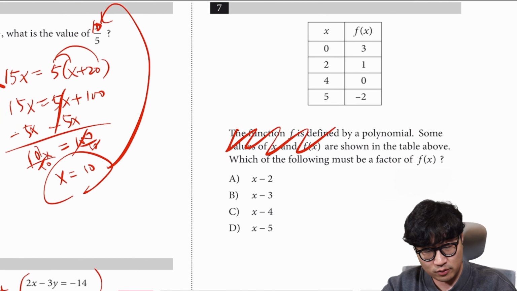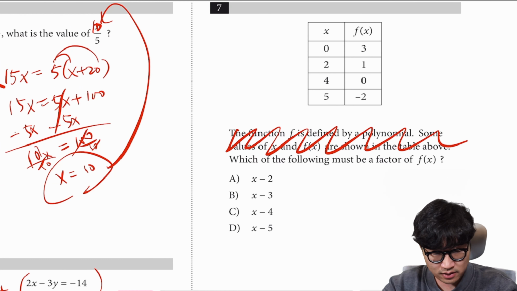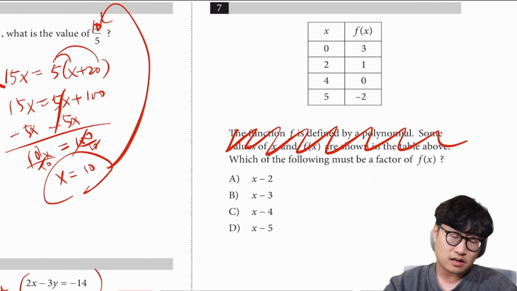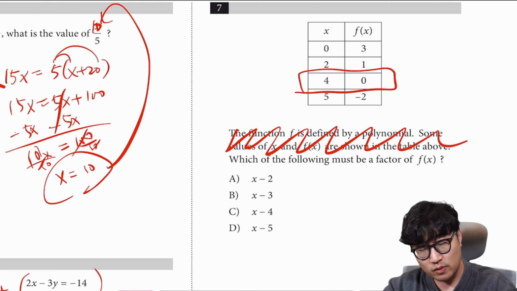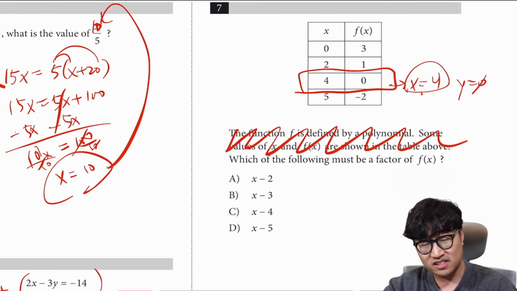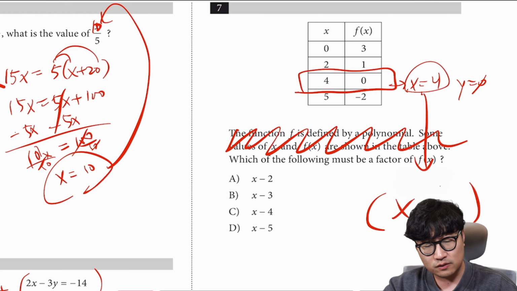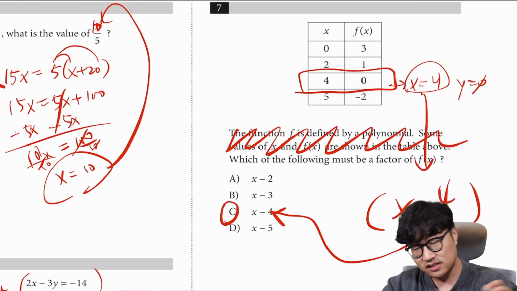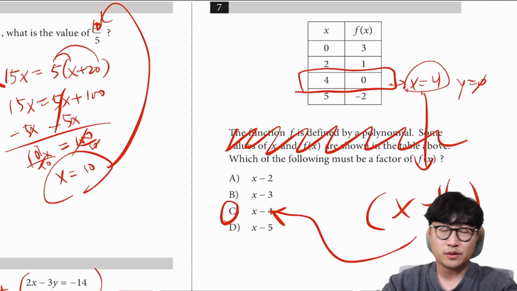Number 7, too lazy to read that. Which of the following must be a factor? Well, you're basically talking about 0, which happens right there when x is equal to 4, y is equal to 0. The fact that x is equal to 4 is a 0 probably indicates that x minus 4 should have been a factor. Answer choice C. There's no other 0, right?